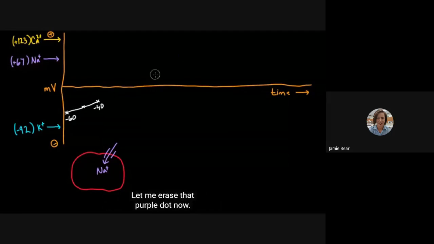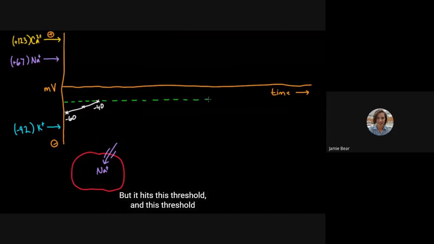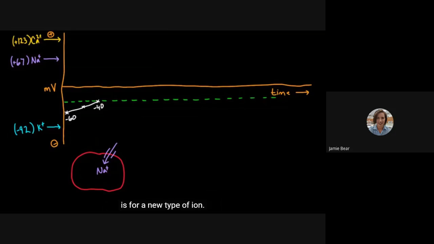Let me erase that purple dot now. It doesn't continue there, but it actually hits a threshold. Now, when I say threshold, you'll see in just a few moments what I mean. But it hits this threshold, and this threshold is for a new type of ion.